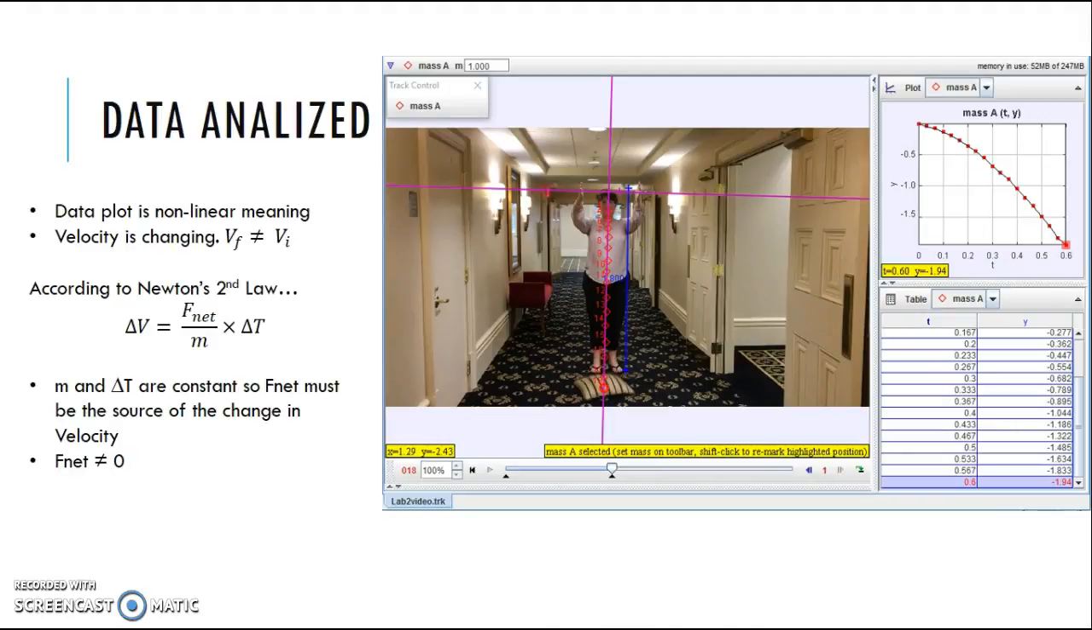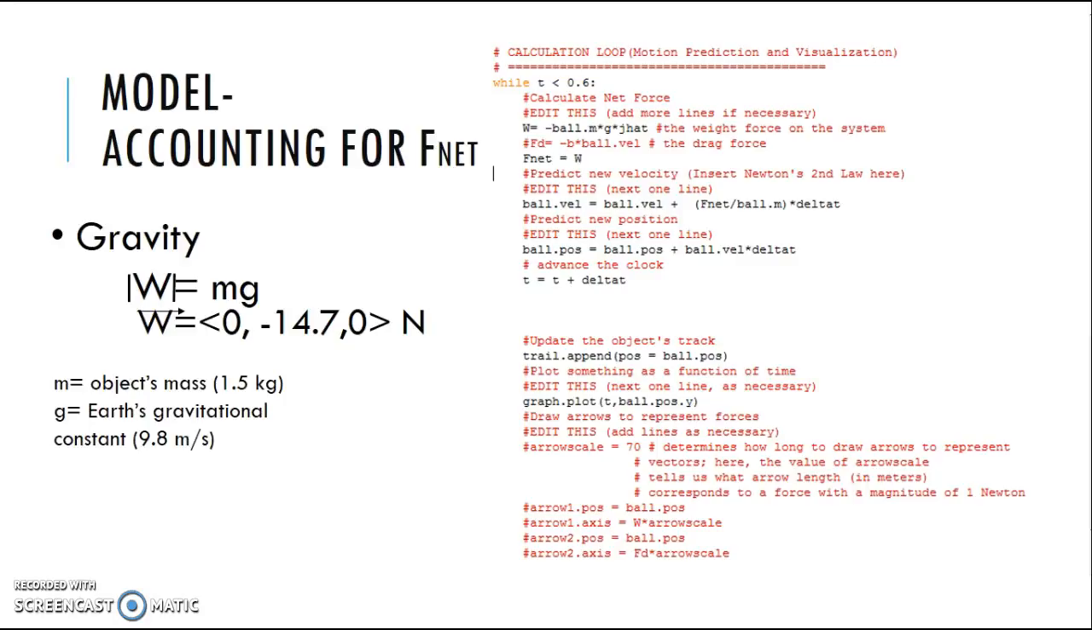When we look at Newton's second law, we can see that this change in velocity is due to the net forces acting on the object, which must be non-zero. We can observe the force of gravity on this object using a weight vector. This is equal to the object's mass times Earth's gravitational constant. This equation is then used in our model to calculate the weight force for our system.